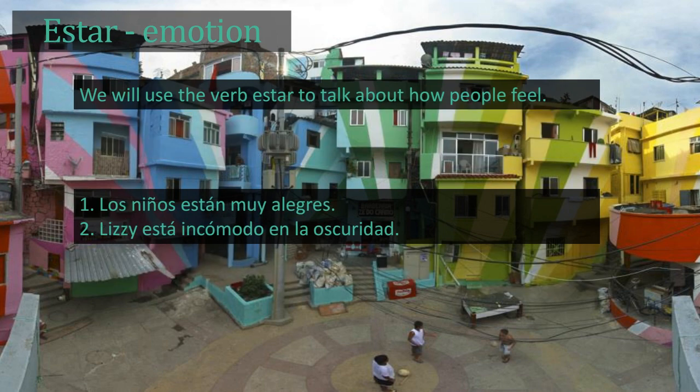And the last one for estar is a really easy one, whenever we want to talk about people's emotions or feelings. So los niños están muy alegres. The children are very happy. Or Lizzie está incómodo en la oscuridad. This is more a feeling. So Lizzie is uncomfortable in the darkness.